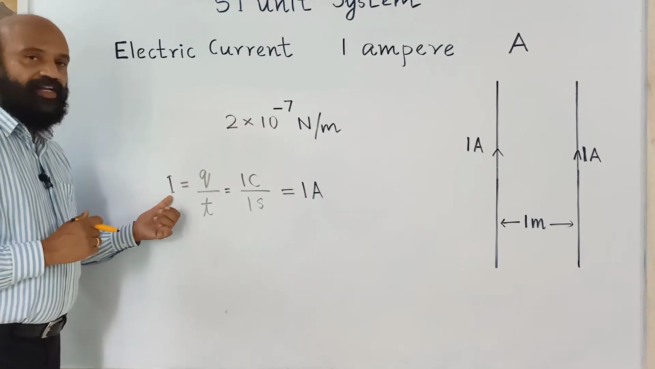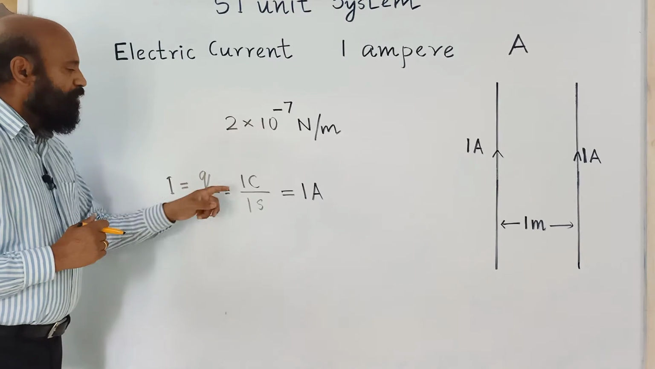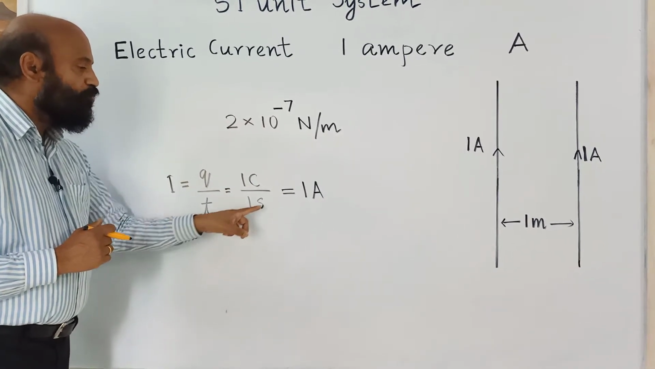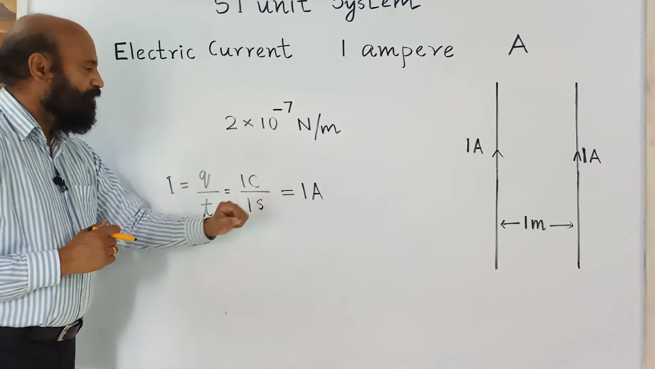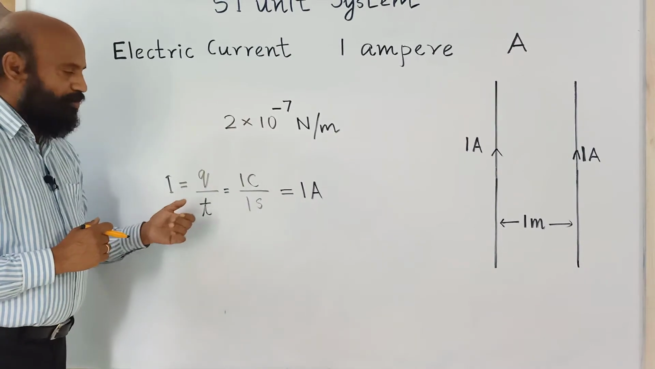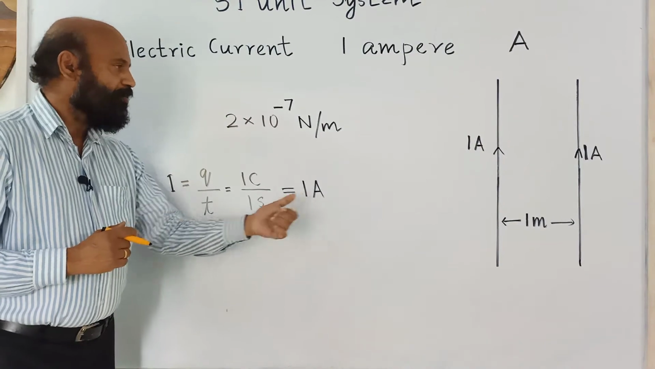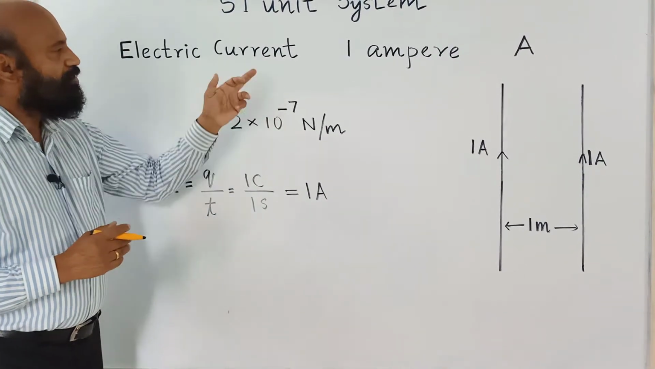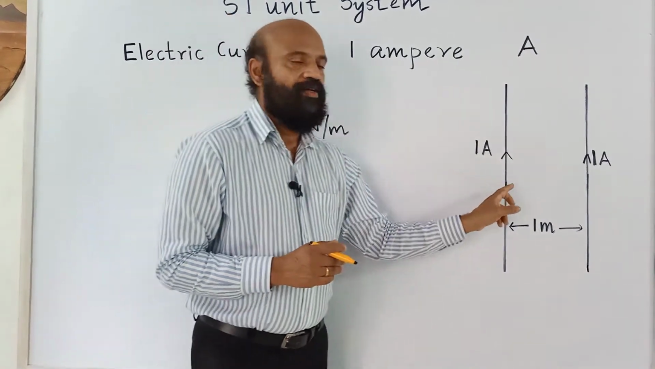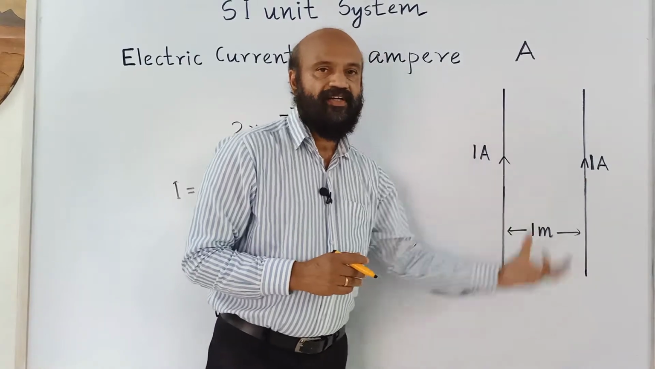Current is the rate of flow of charge. I is equal to Q by T. If 1 coulomb charge is passing for 1 second, it will make 1 ampere current. That way also we can define current. But SI system definition of ampere is given in terms of the force between the conductors carrying current.